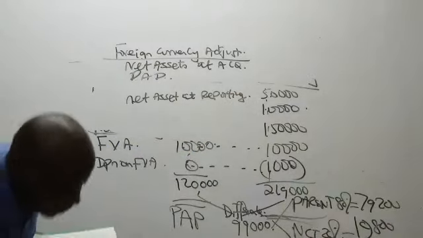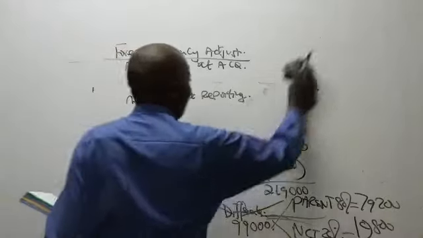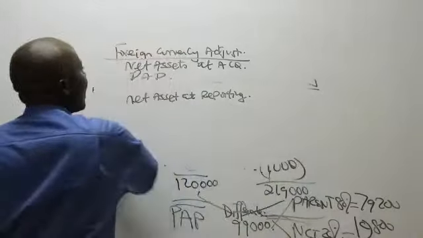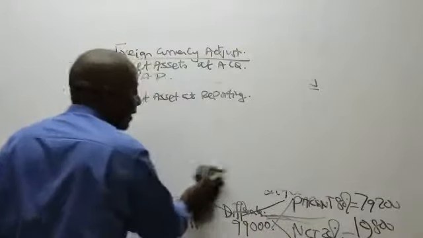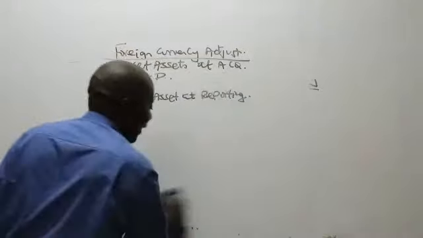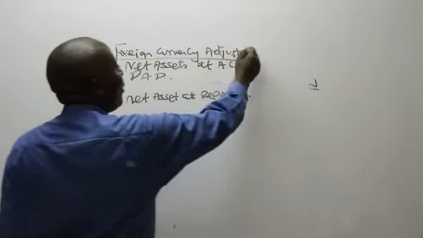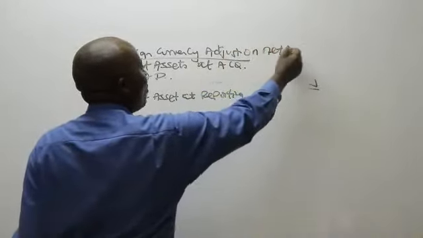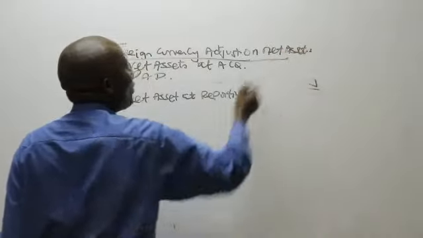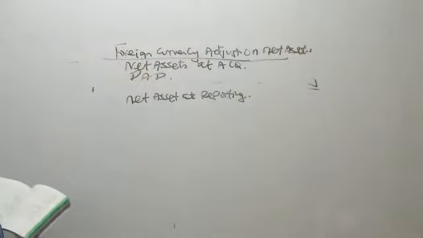Let me just rub this. So we are doing the foreign currency adjustment on net assets. This is a new working. Foreign currency adjustment on net assets. Very important working.